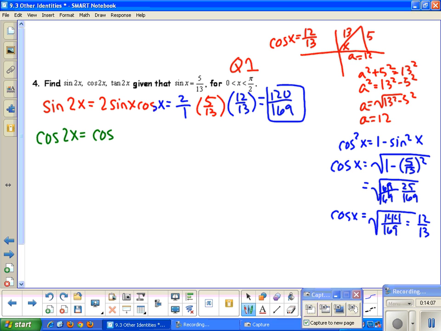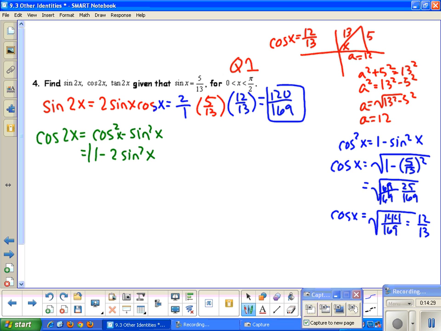Now, if I want to find the cosine double angle, I can use the fact that cosine squared x minus sine squared x is my double angle formula, and we just found cosine and sine. Or I can use my other form if I wanted to. So remember, one of my other forms for the cosine double angle is 1 minus 2 sine squared x. I could use that one, or I could use the other one.